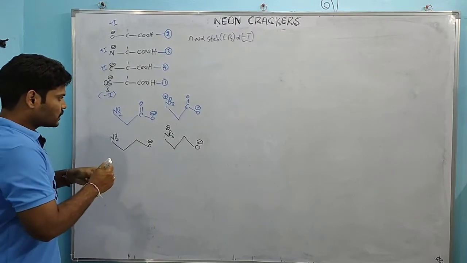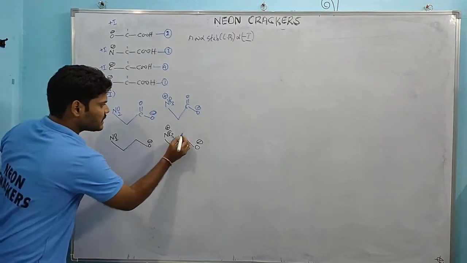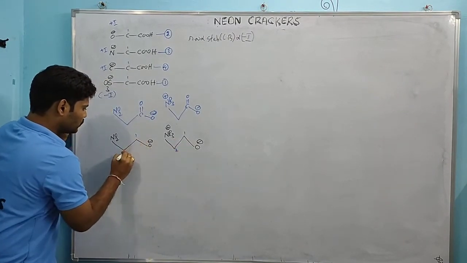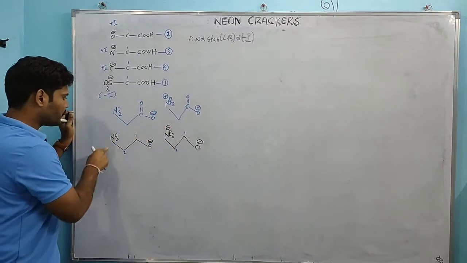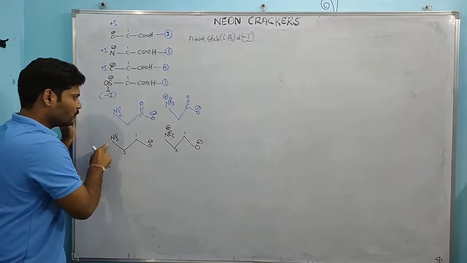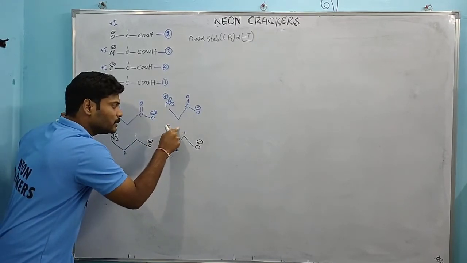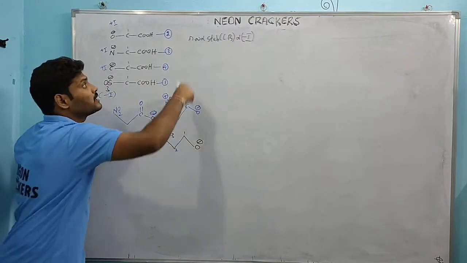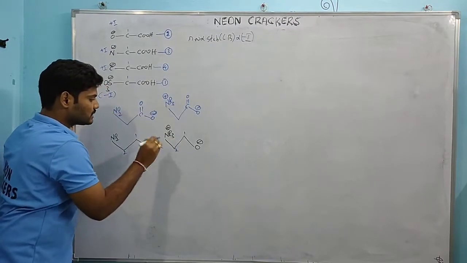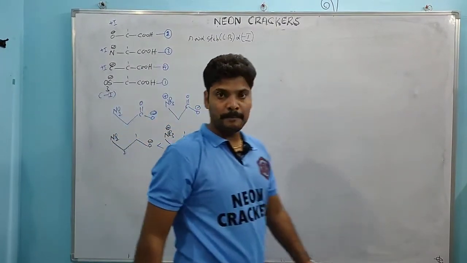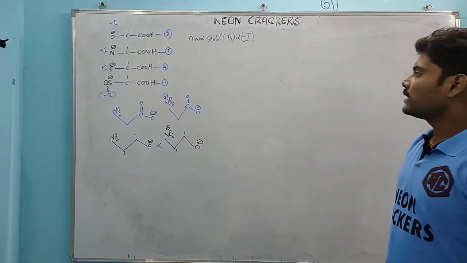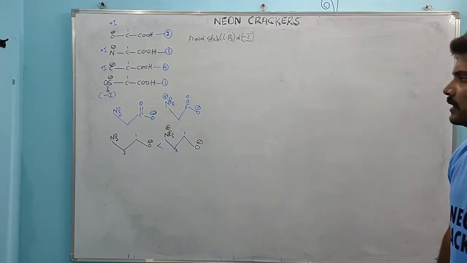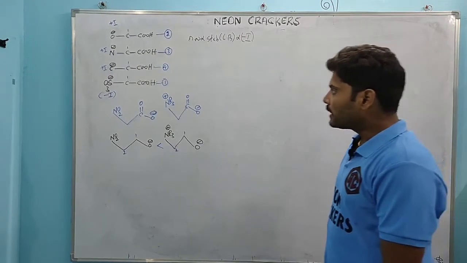What is the distance here? 1, 2, 1, 2. Same distance is there. Now what is the factor? The effect: NO2, NR3. NR3 will have more minus I, and more minus I means more stability. So this is the acidic nature. Is it clear? Check it. NR3 has stronger minus I than NO2.